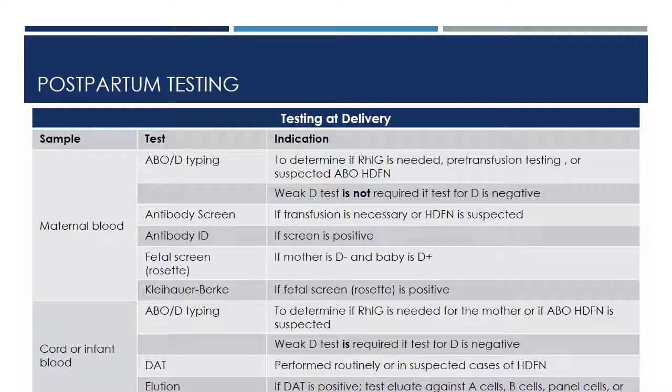You're going to ID the antibody so that you can characterize it. And then there are a couple of tests that we do to see if there's any mixing of blood. And we have a fetal screen, which is otherwise known as the Rosette test. And you're basically looking under the microscope to see if there's a mixture of D positive and D negative cells.